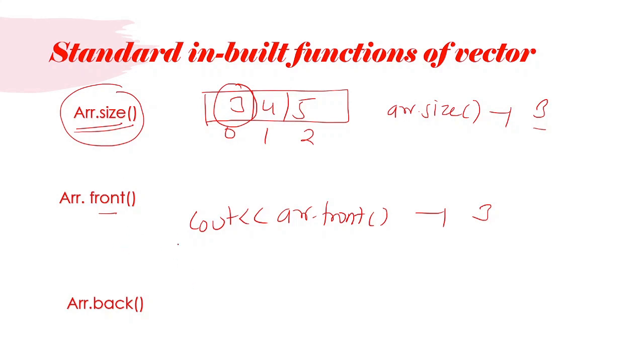Now arr.back is similar to front, it simply gives the element which is present at the back of the vector. Say for example, arr.back. What will it give? It will give 5 because the 5 is present at the back of the vector. So I hope you understand these three functions. Size basically helps us to find the size of a vector. Front basically helps us to check which element is present at the front of the vector, whereas back is used to check which element is present at the back of the vector.